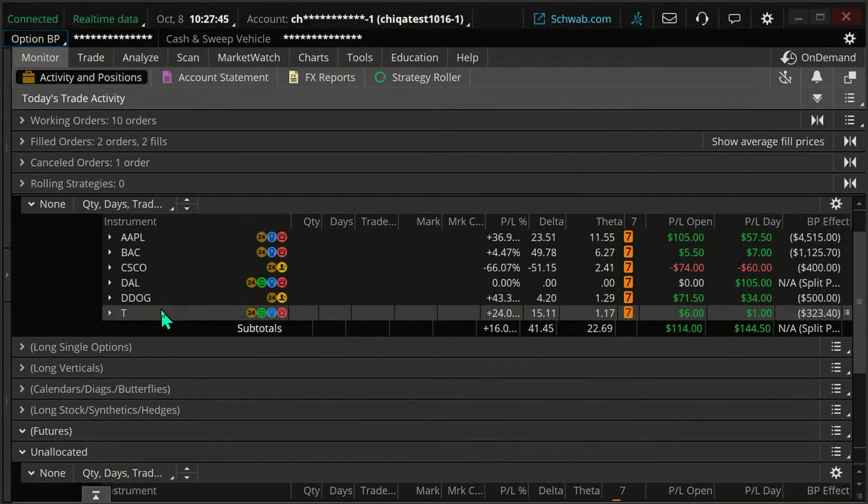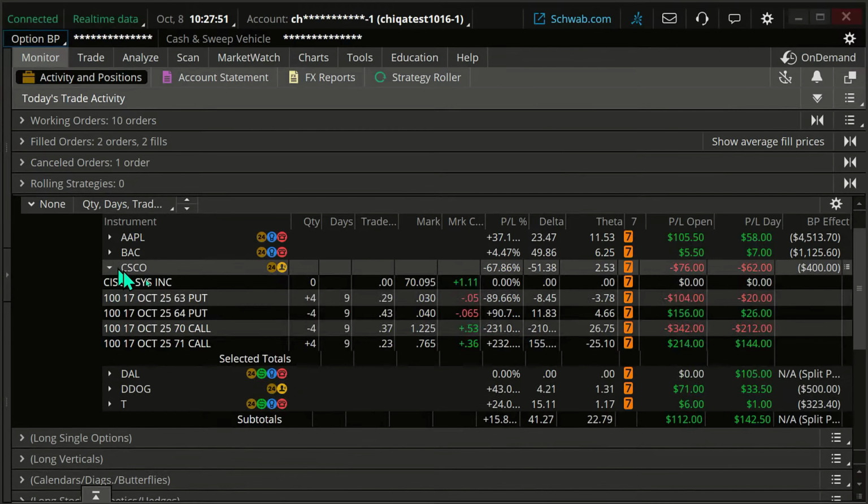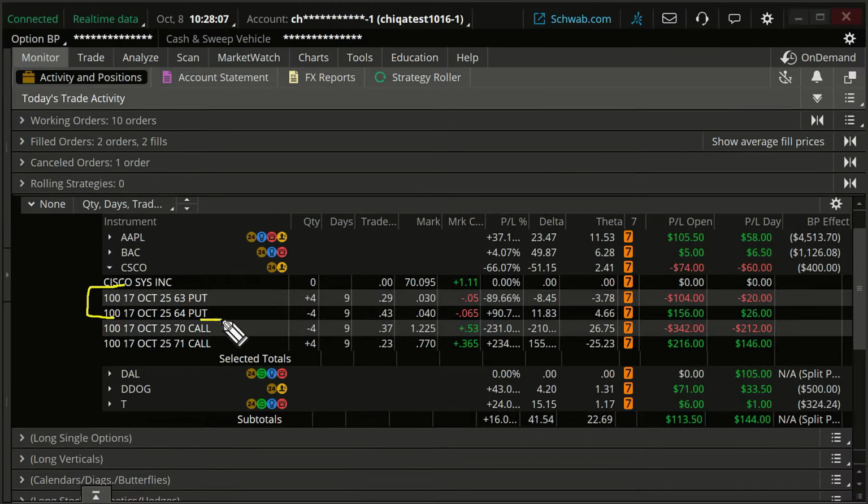Okay, let's do one more in this kind of short put vertical category, and that's Cisco. I've got Cisco, 9 days to go to expiration. So I'm probably going to get out of this, but let's just look at it a little more closely. When you're doing iron condors, I'm going to break it up and manage the two sides separately. I've got a short put vertical right here. I've got a short call vertical right here. Short put vertical is doing pretty well. Short call vertical, not so much, not doing well at all.